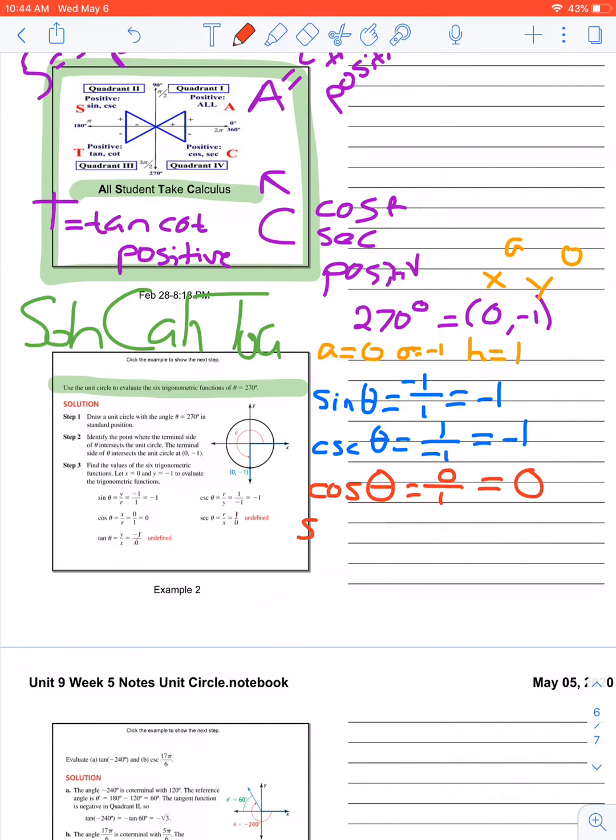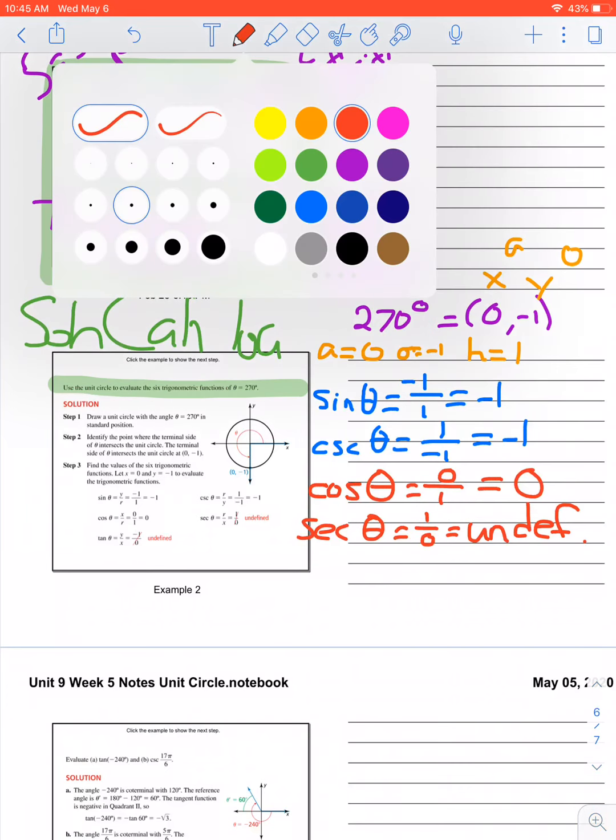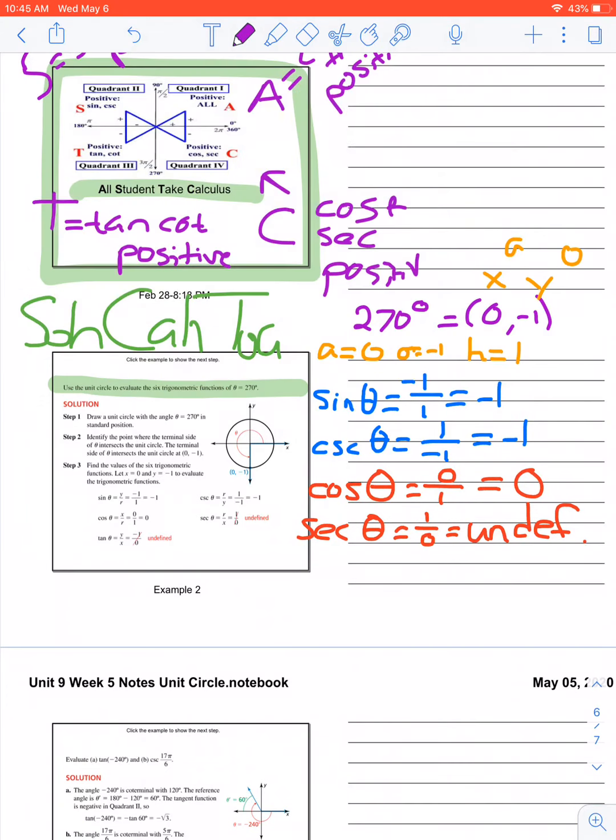Secant, I flip the fraction. So secant would be 1 over 0. You can't divide anything by 0, so that's going to be undefined. And then I go to my last one, tangent. So tangent of my given angle is opposite, -1, over adjacent. That also is going to be undefined. And then cotangent is adjacent over opposite, which is 0.